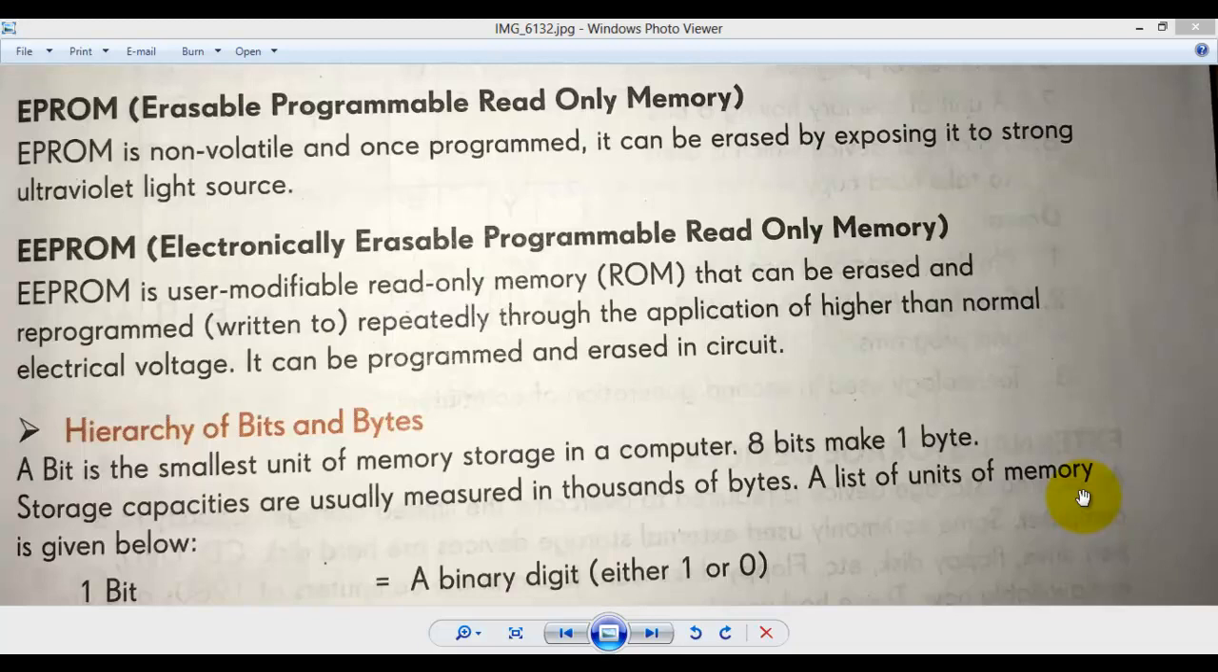So if we want to erase what we have stored in this memory, we have to expose it to a strong UV light and then we can erase it. Other than that, we cannot erase that file or data.